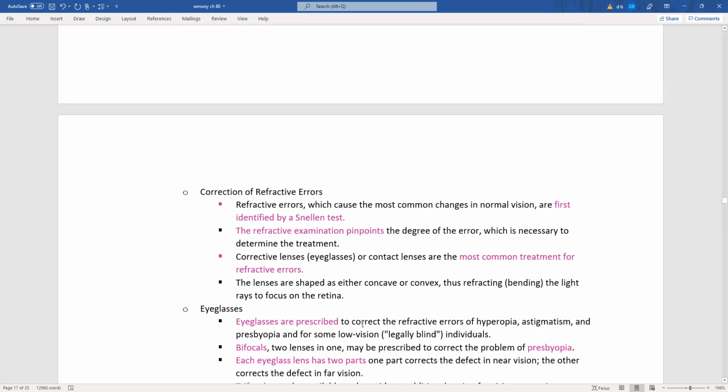And the refracting, bending the light rays to focus on the retina. Okay, so keep in mind that eyeglasses.